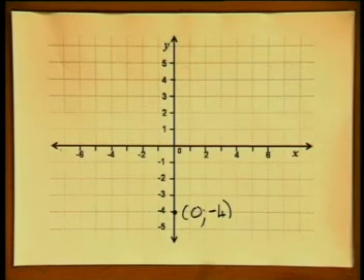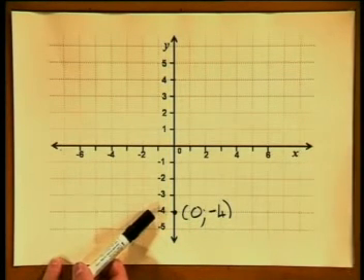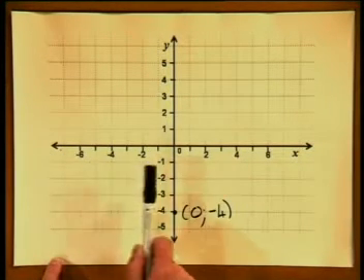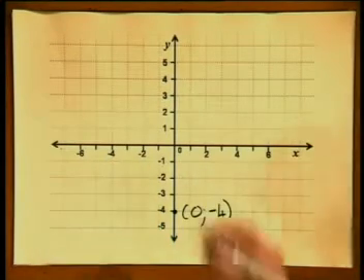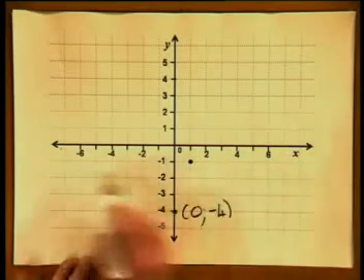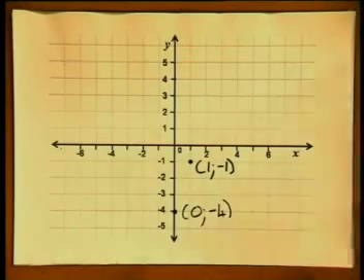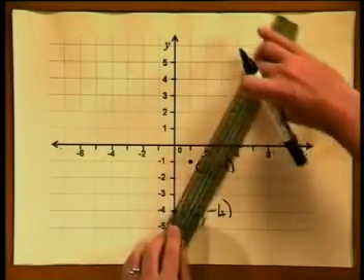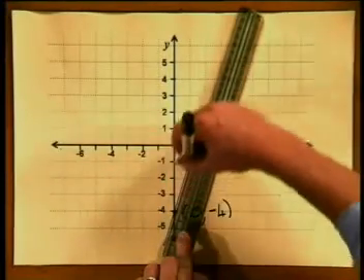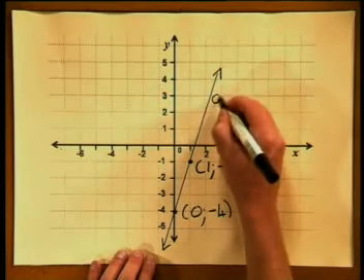But we also know that the output value must increase by 3. So from minus 4, we need to move up 3 units. 1, 2, 3, ending up at the point where y is equal to minus 1. So our second point is this point over here, the point where x is equal to 1 and where y is equal to -1. Now that we have 2 points, we can draw our straight line which passes through both of those points. Remember, this graph is a graph of the function g.